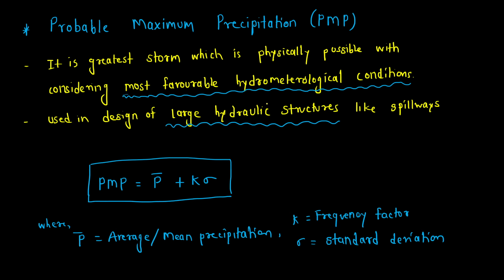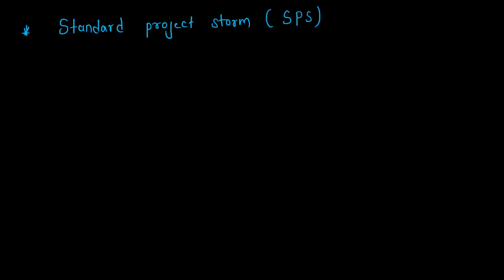See, what is the meaning of these hydrometeorological conditions? Whatever various meteorological effects or conditions that occur, like heavy rainfall or some natural disasters, all come under hydrometeorological conditions. So we are considering the maximum value for all the effects. So we are considering the most favorable hydrometeorological conditions in this probable maximum precipitation calculation. However, in the standard project storm SPS, we will not be considering the most favorable hydrometeorological conditions.